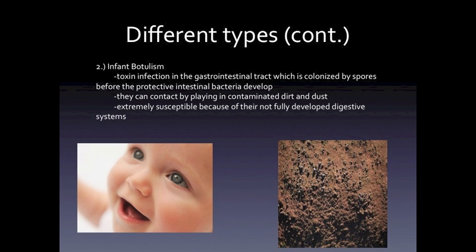The second type is called infant botulism, and it's when the toxin infection is in the gastrointestinal tract, which is colonized by spores before the protective intestinal bacteria develop. They can come in contact with it through contaminated dirt or dust, and they are extremely susceptible because of their digestive system.